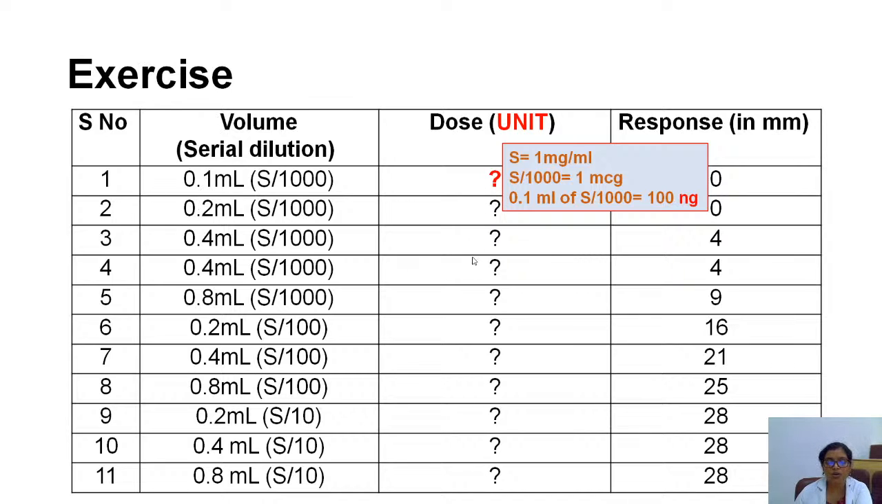Now what will be 0.2? You'll have to double it, 200. What will be 0.4? 400. Again we have done 0.4. Why? Because this was our threshold dose, the first response, so we standardized it by repeating. So this will again be 400, and this will be 800 nanogram. What will be 0.2 ml of S by 100? This was 200, so it will become 20 nanogram, 40 nanogram, 80 nanogram. This will become 2 nanogram, 4 nanogram, 8 nanogram. So you have to complete this table.